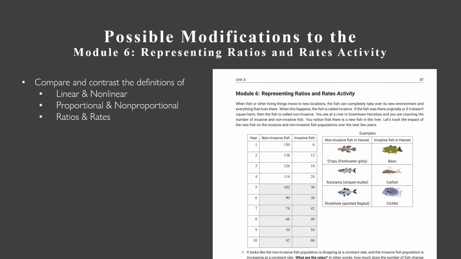This activity is designed to help your students visualize linear relationships, which are arguably the biggest focus of 7th and 8th grade mathematics. Please note that while the invasive fish population is proportional to the year, the non-invasive fish population shows a non-proportional relationship. Furthermore, the relationship between the two populations is not proportional. In fact, it's not even linear.